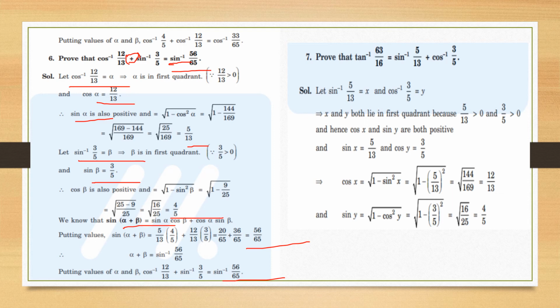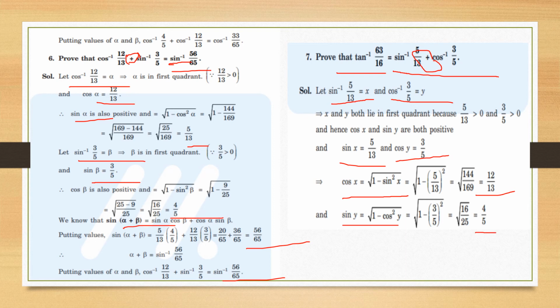Number 7: prove that tan inverse 63/16 equals sin inverse 5/13 plus cos inverse 3/5. From here I have to change sin and cos to tan, and the sign is plus, so I have to apply the formula of tan(a plus b), which requires tan. So start with sin inverse 5/13 equals x and cos inverse 3/5 equals y. So sin x is 5/13 and cos y is 3/5. I'll get cos x, using either this formula or Pythagoras theorem, as 12/13, and sin y is 4/5.